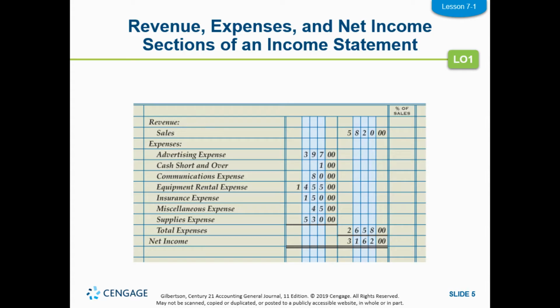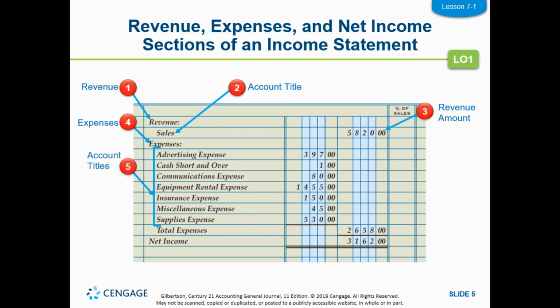All right. And again, this information is coming from the income statement portion of the worksheet. There's our revenue, our account title. Notice how the account title is indented. All of the account titles are indented for easier reading in our income statement. And there's the revenue amount, our expenses. There's the title, the heading, expenses. We list all of our account titles for any relevant expenses for that period.